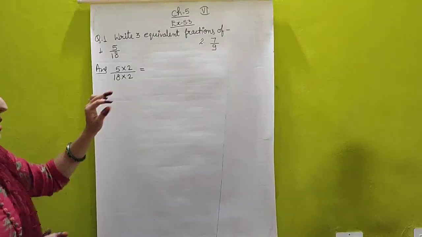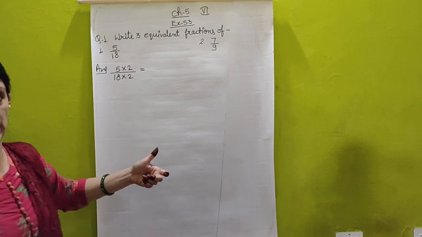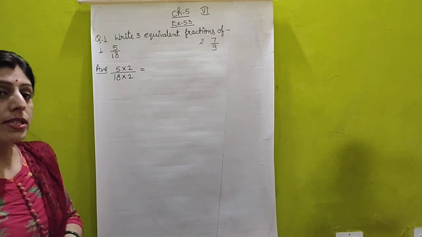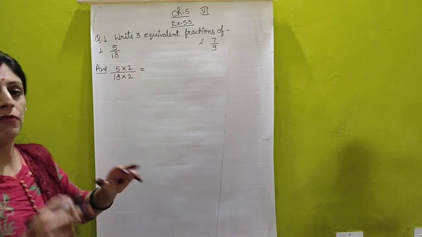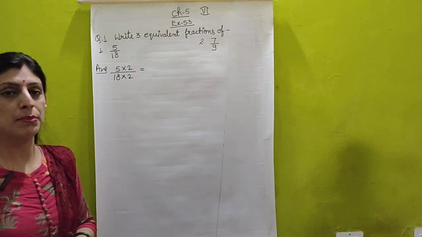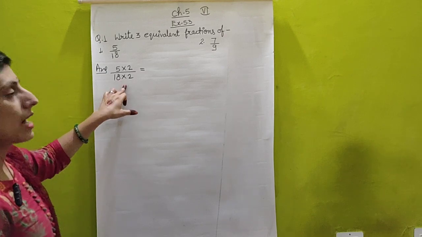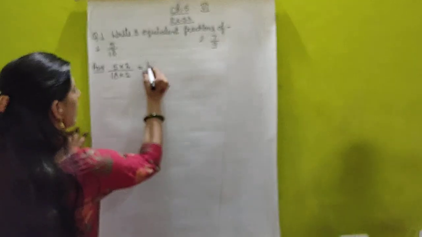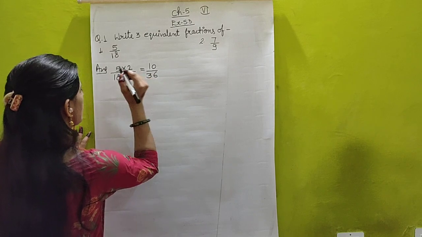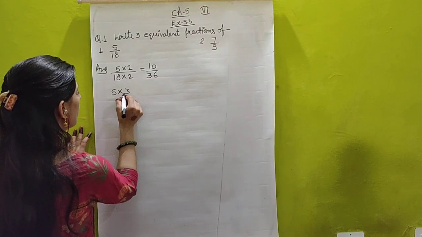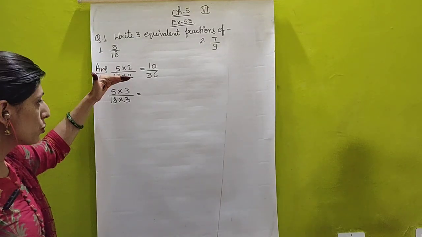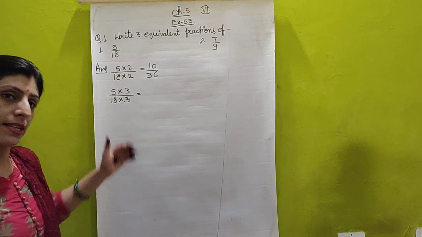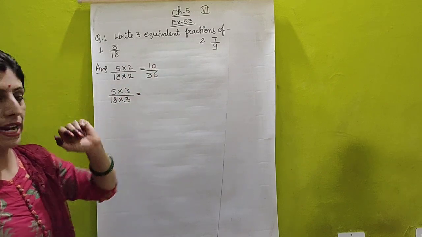Why have I started here with 2 only? Why have I not taken 1? Because if you start with 1, 5 multiply 1 and 18 multiply 1, 5 upon 18 will come again, the same number. So we will start with 2. Now 5 2s are 10, 18 2s are 36. Now 5 multiply by 3, 18 multiply by 3. After 2 I am taking 3. You have to take first 2, then 3, then 4, then 5, then 6. So many equivalent fractions you can find like this.